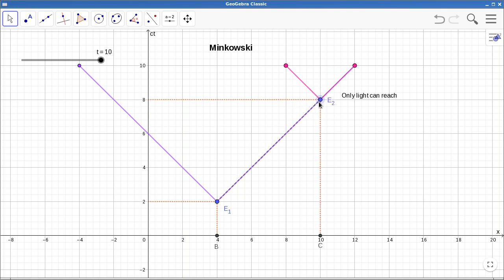So now the other scenario is here. We will run it again.